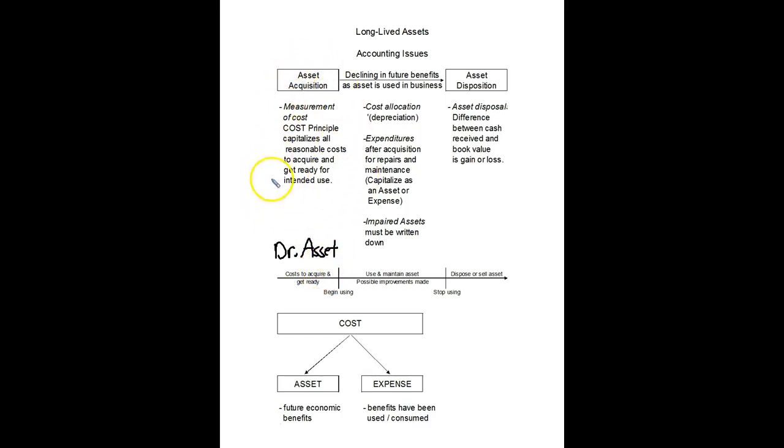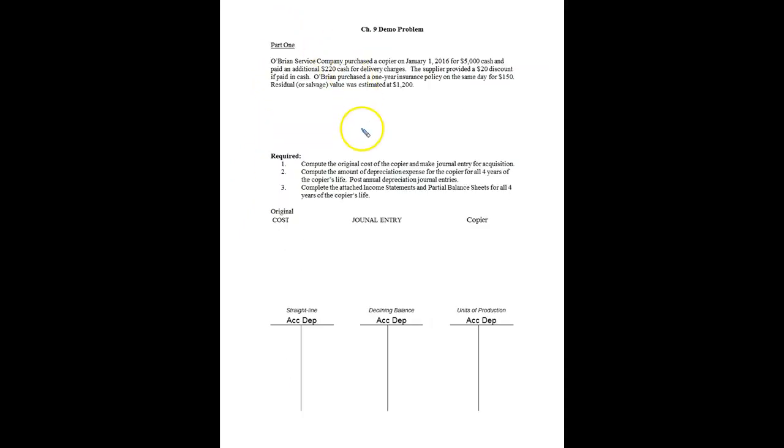Okay, so let's go to an illustration of applying this cost principle. So let's click on over to page 3. On page 3 in our little example, we have O'Brien Service Company purchased a copier on January 1, 2016 for $5,000 cash. They also paid an additional $220 cash for delivery charges. The supplier provided a $20 discount if paid in cash, and then O'Brien also purchased a 1-year insurance policy on the same day for $150. And then we also have information about residual or salvage value being $1,200.